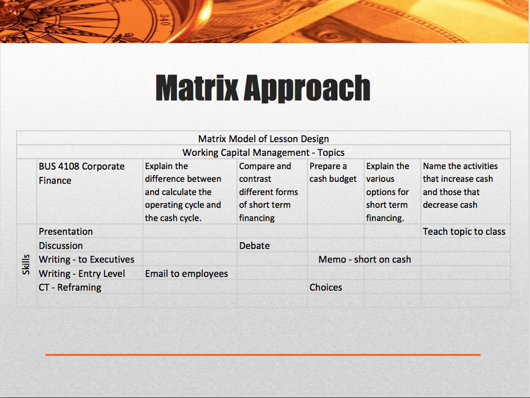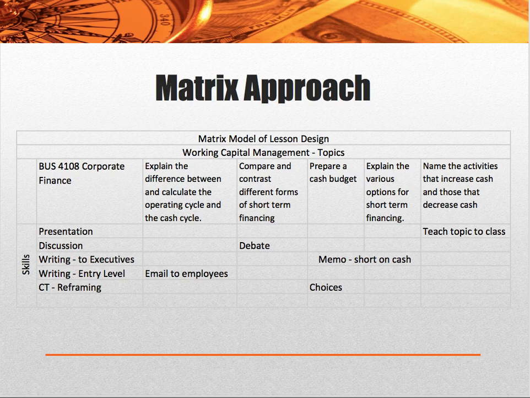I've got a couple examples here: explain the difference and calculate operating cycle and cash cycle, compare and contrast different forms of short-term financing, prepare a cash budget, etc. That's across the headers at the top. Down the first column, we have the skills: presentation, discussion, writing to executives, writing to entry level, critical thinking. CT is abbreviation for reframing.